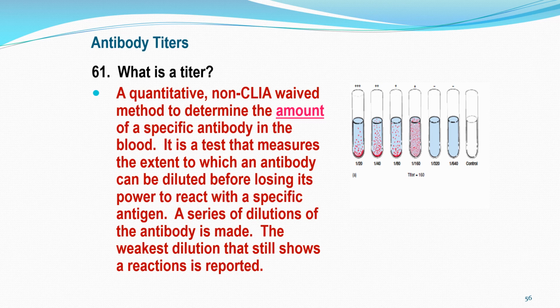A series of dilutions, like 1 in 10, 1 in 20, 1 in 30, right, of that antibody is made. The weakest dilution that still shows a reaction is reported, okay? So if we draw your blood and we're wanting to see how much antibody to the measles virus you have in your blood, we put it in a test tube and we dilute it out. And then we add the antigen. There's going to be a reaction. What we're looking for is how little antibody is there and you still have a reaction.